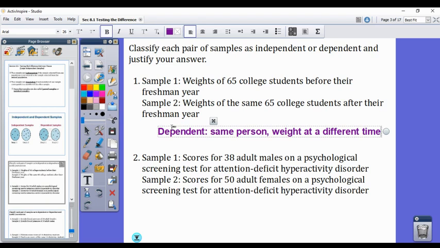All right, example 2, we have sample 1. It's the scores of 38 adult males on a psychological screening test for ADHD, and sample 2 is the scores of 50 adult females on the same test. So this one is independent. There's no way that you can pair this up because they are different people.